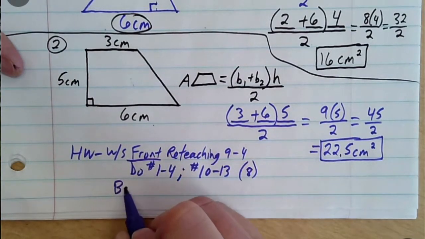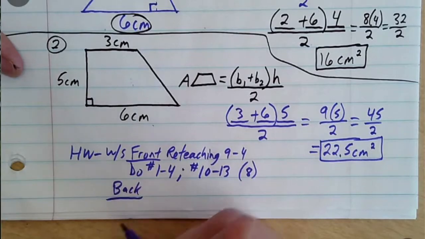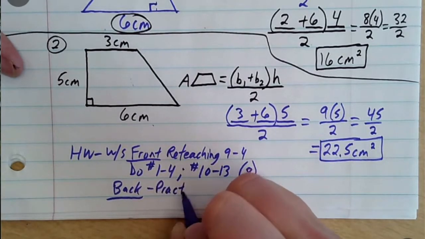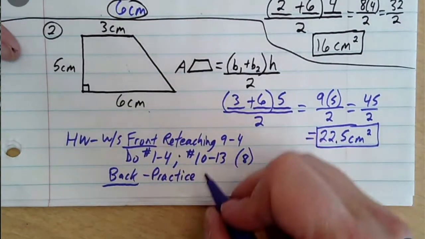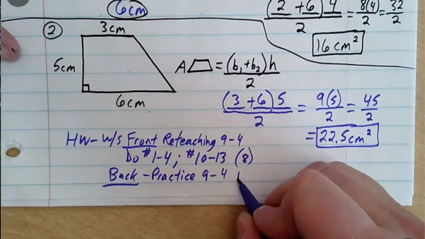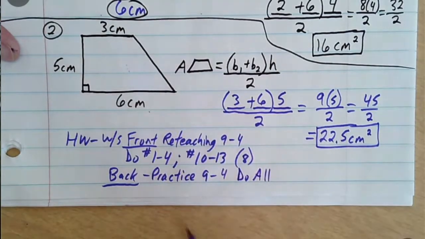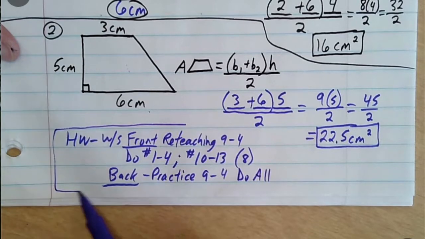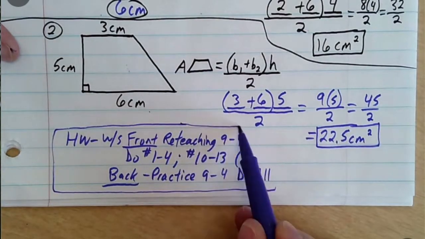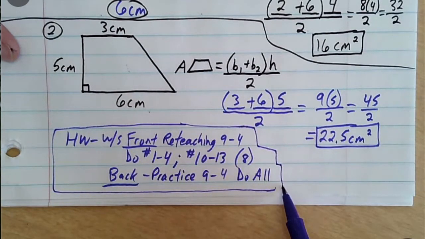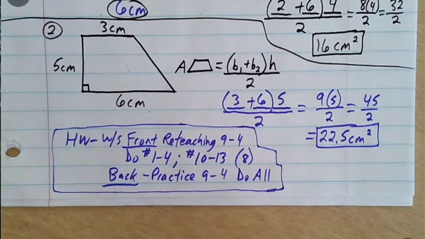And then on the back, that's called practice 9-4. And you're going to do all on it. So this particular homework is not on trapezoids. It's a review of triangles and parallelograms. And so this is just your first day of seeing trapezoid notes. We're going to continue those tomorrow.